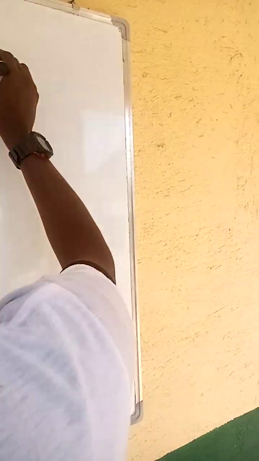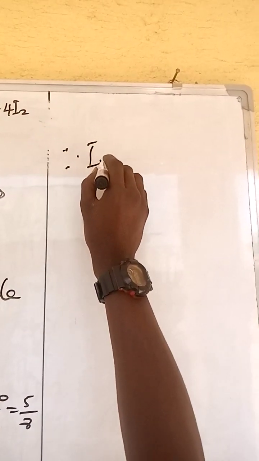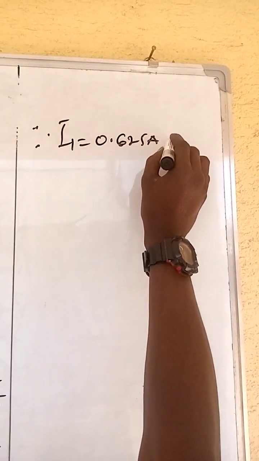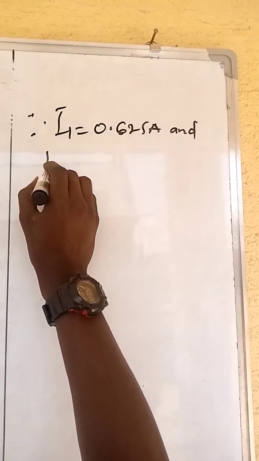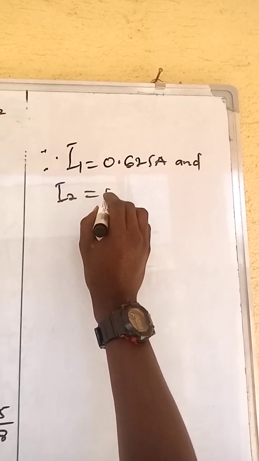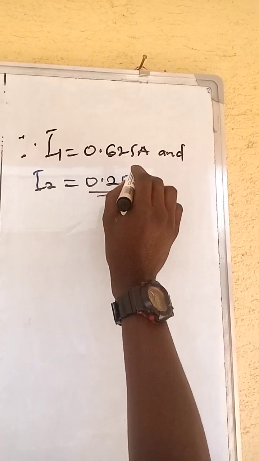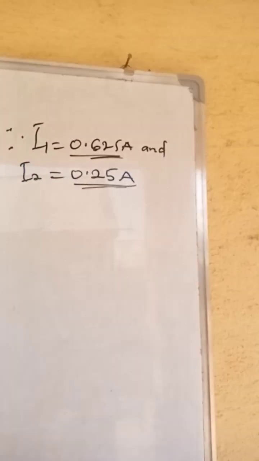So therefore I1 equals 0.625 ampere and I2 equals 0.25 ampere. So these are the values of I1 and I2.